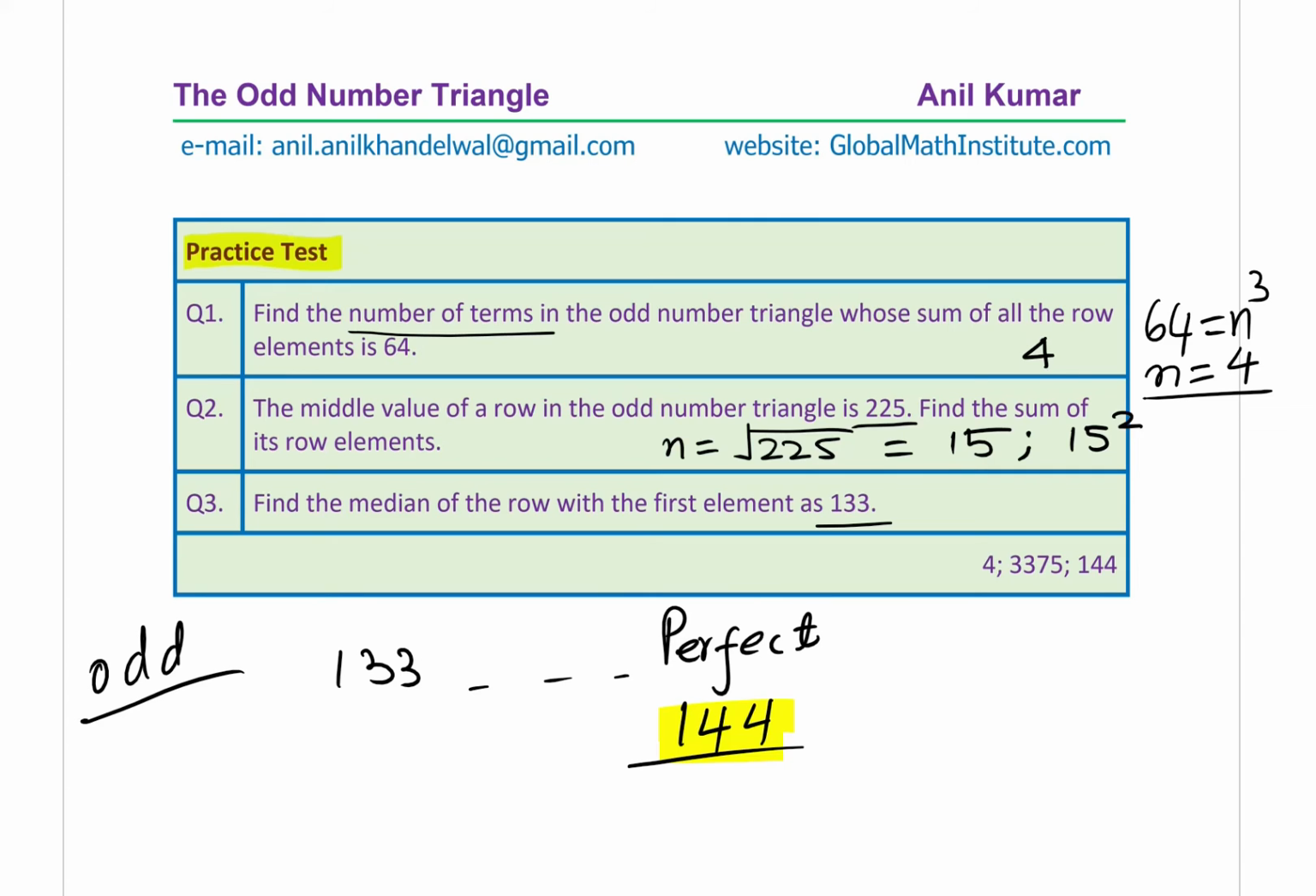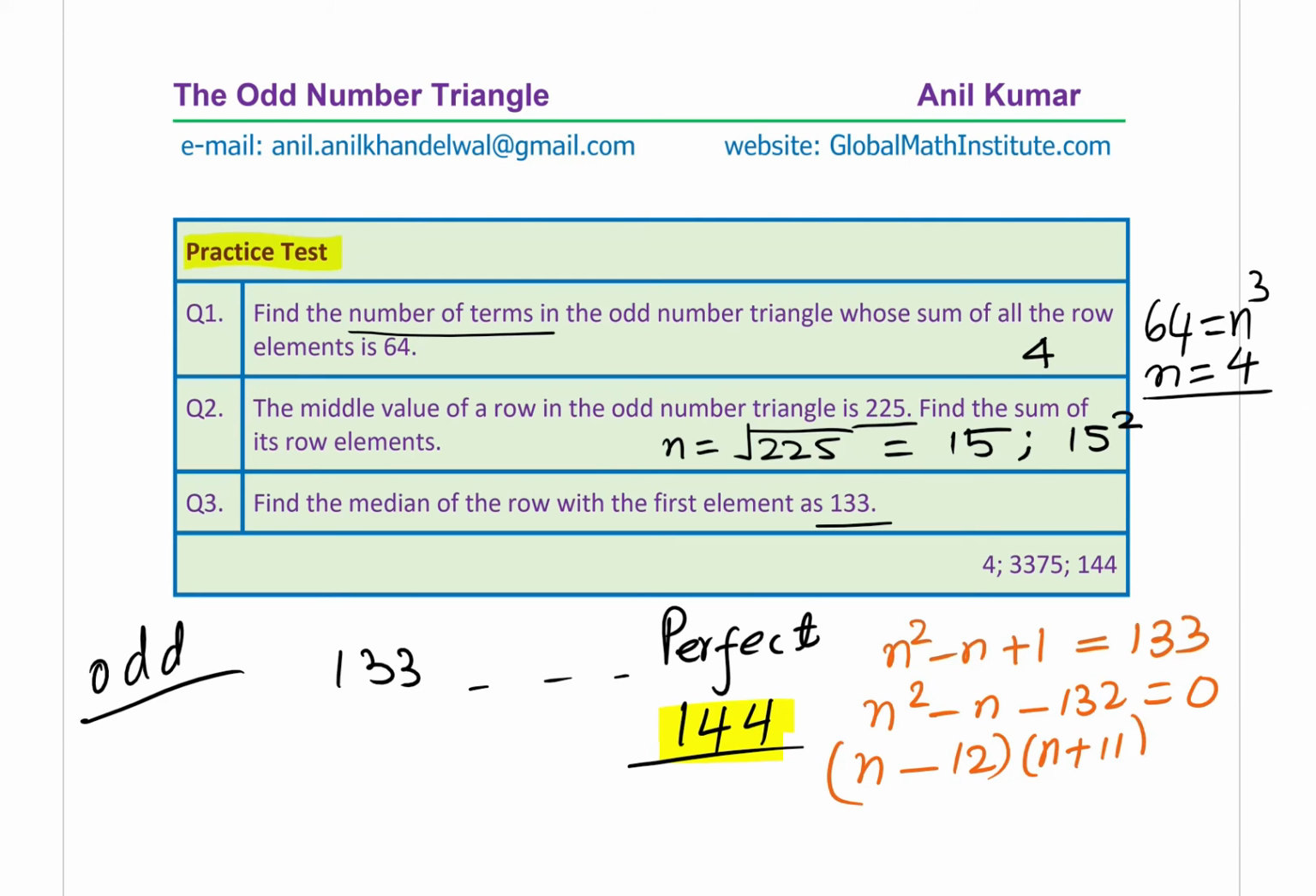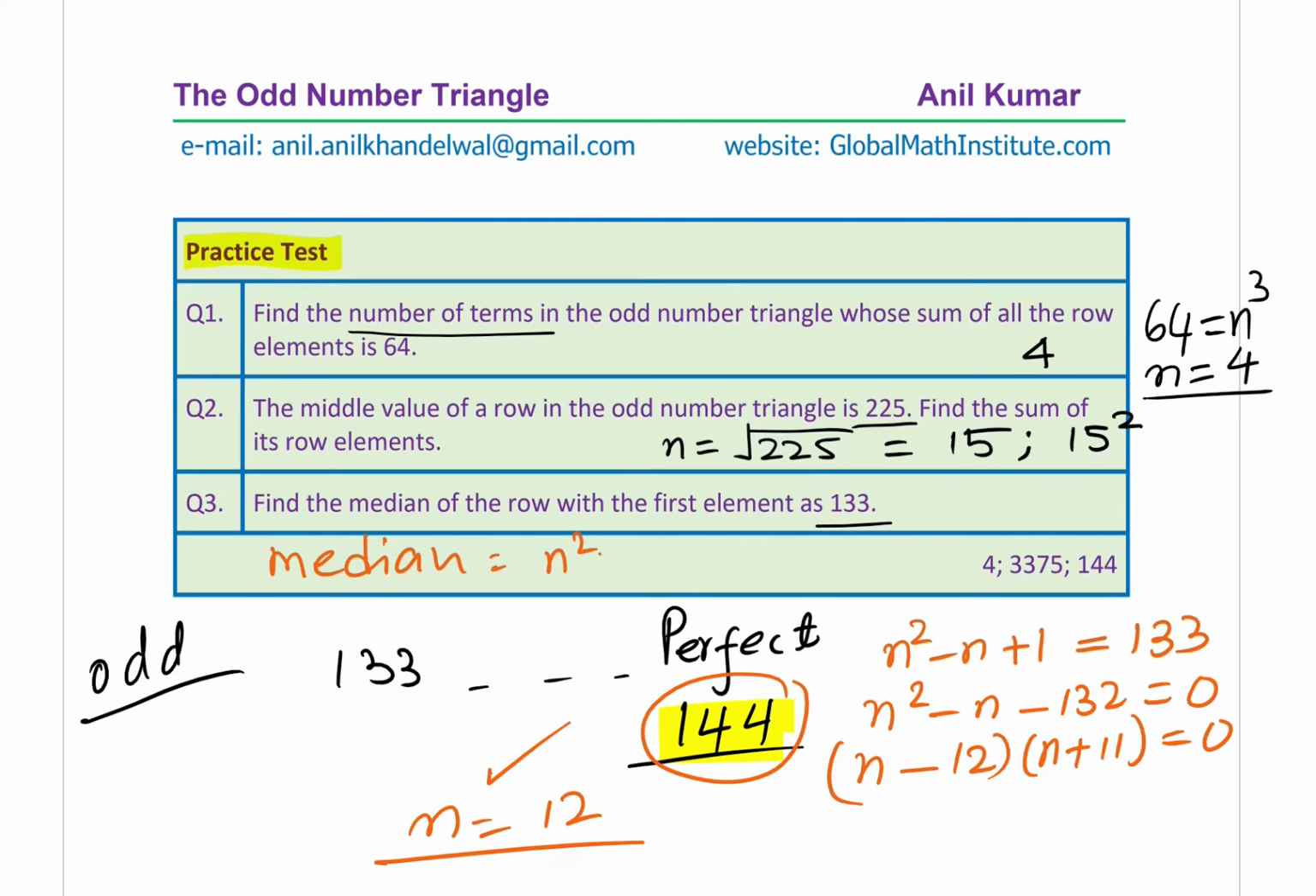The other way is, of course, to use the formula for the first term. Now we also know that the first term is n square minus n plus 1, and that should be equal to 133. So bringing it to the left, we get n square minus n minus 132 equals 0, which can be factored. 132 is 12 times 11, right? So n minus 12 times n plus 11, correct? So that gives you the answer n equals 12. N cannot be a negative number, so this is the only valid answer. We need to find the median. Median is n square, right? So in this case, median is equal to n square, and that is 12 square, which is 144. So that becomes our solution to this particular question. Is that clear to you?